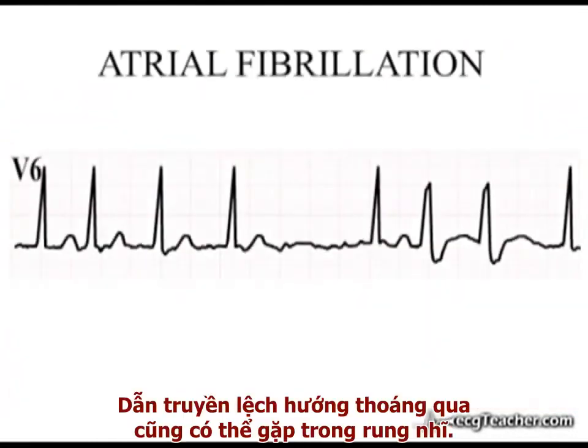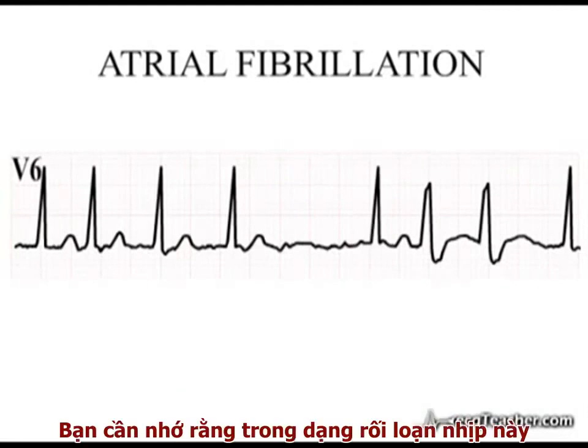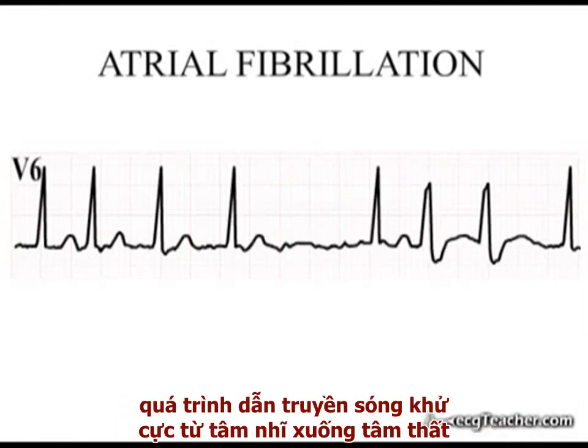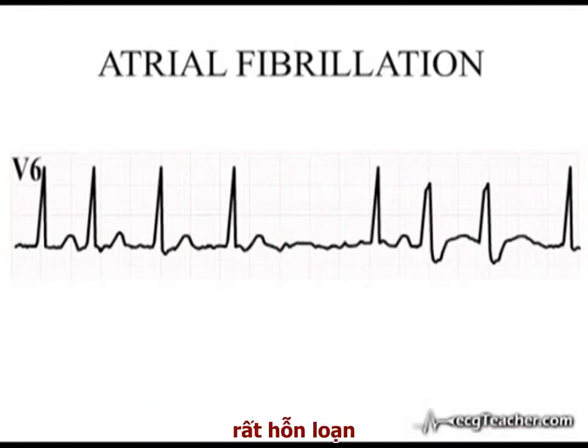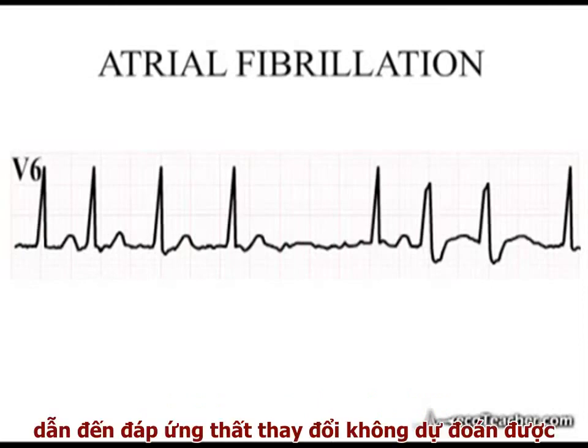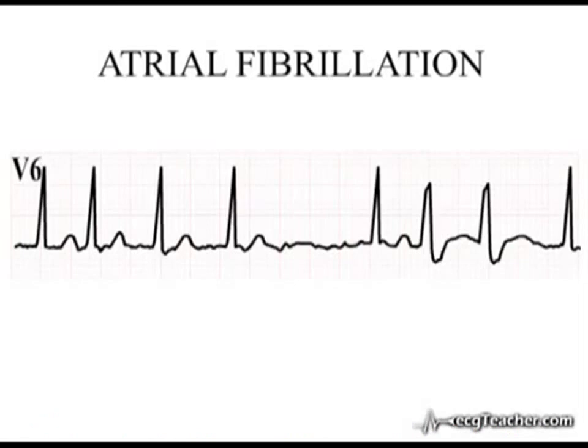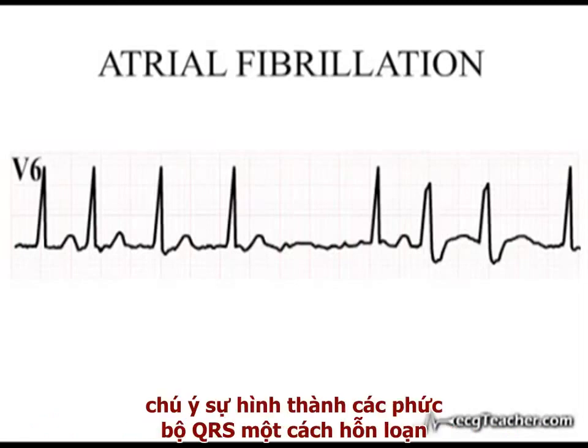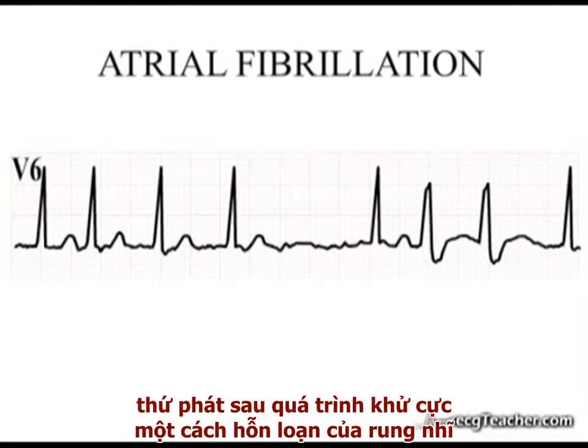Transient aberrant conduction may also be observed in atrial fibrillation. You'll remember that in this arrhythmia, the transmission of atrial depolarization events into the ventricles is chaotic, resulting in a ventricular rate that varies unpredictably with time. In the example shown here, note the chaotic generation of QRS complexes secondary to depolarization events arising in the fibrillating atria.